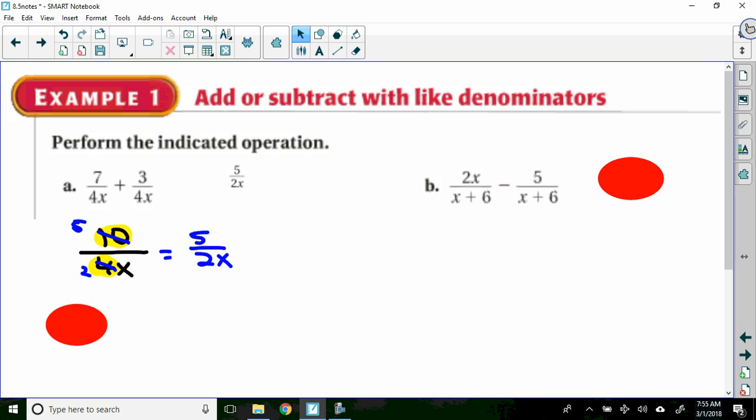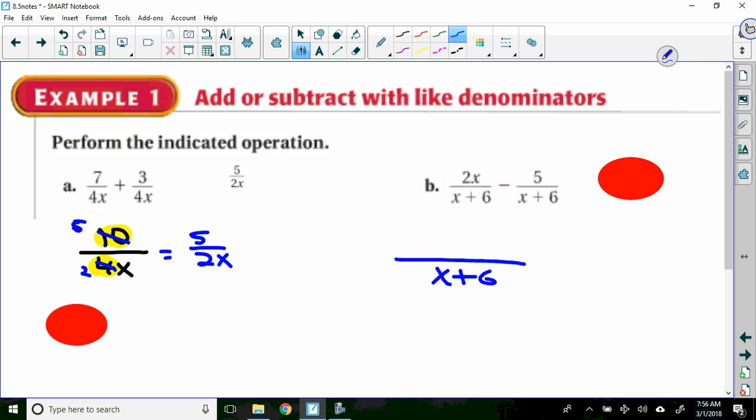Part B, same thing. The only difference is we're subtracting. Okay, but the denominator is the same. It's x plus 6, so the denominator stays x plus 6. And up top, we have 2x. We're taking away 5, so it's 2x, take away 5. And that's it.